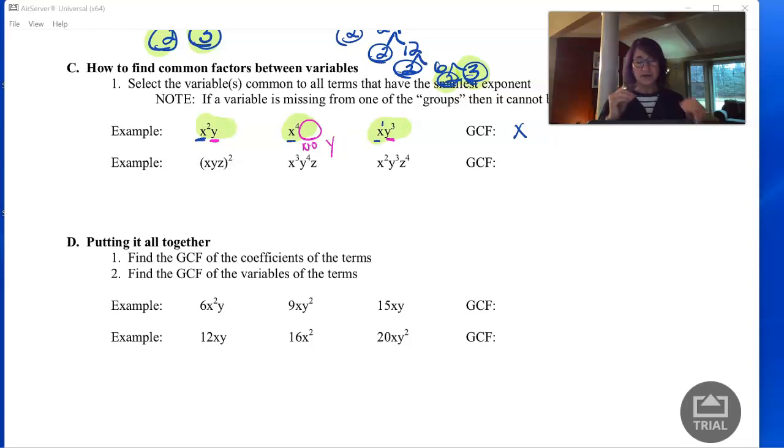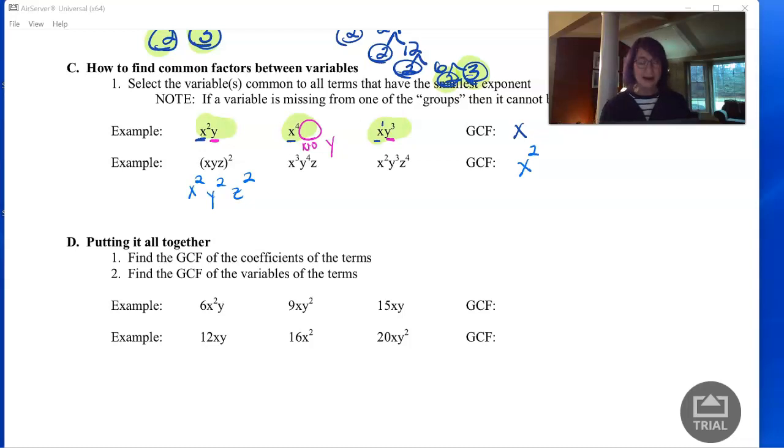I'm actually going to go ahead and apply the exponent of 2. So we've got x squared, y squared, z squared. So I look and I see an x present in all 3 of those expressions. So x, and then the smallest exponent is a 2.